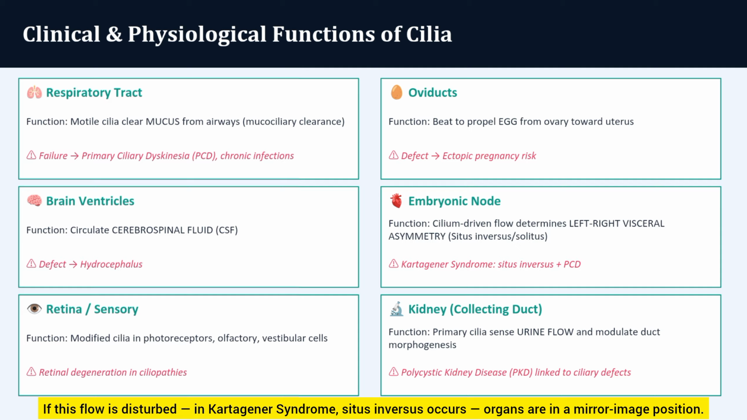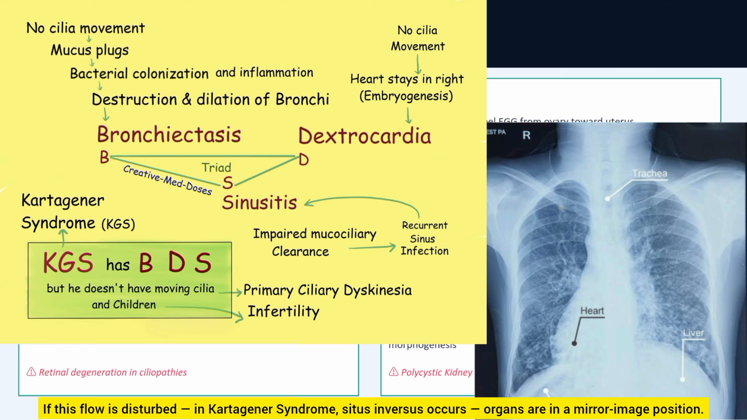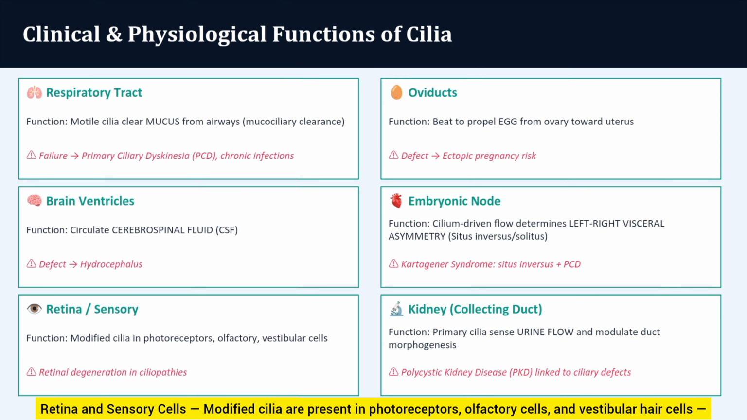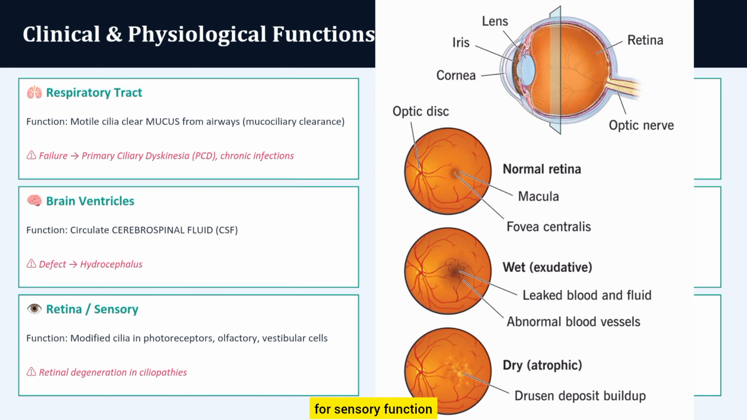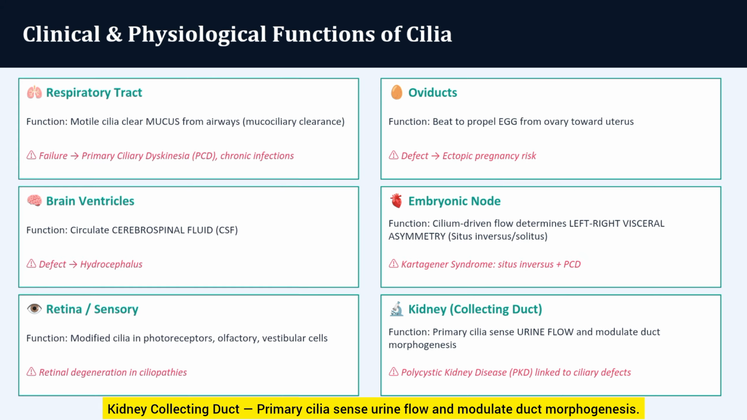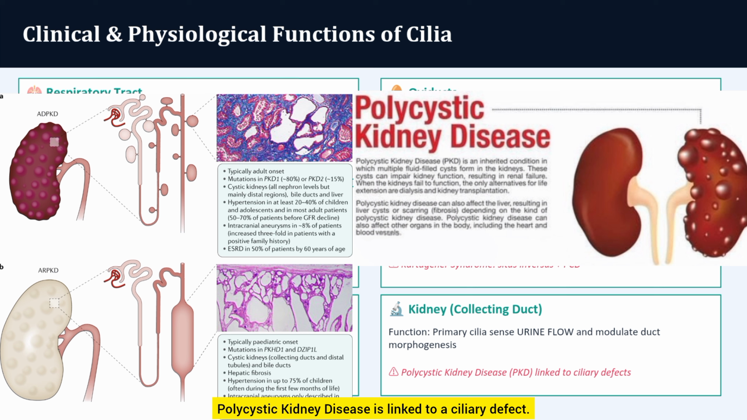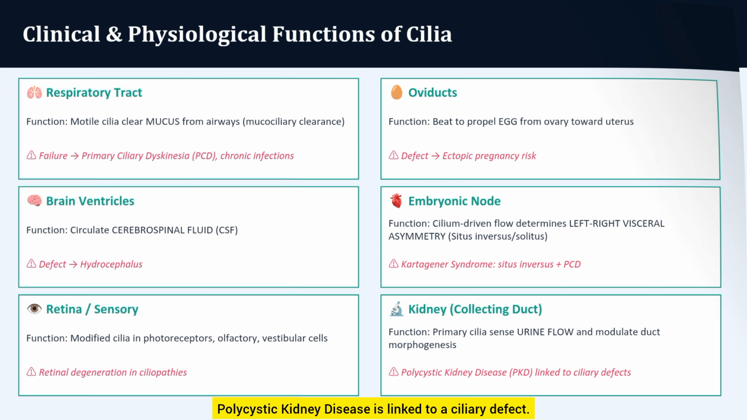If this flow is disturbed, in Kartagener syndrome, situs inversus occurs. Organs are in a mirror image position. Retina and sensory cells. Modified cilia are present in photoreceptors, olfactory cells, and vestibular hair cells, for sensory function. Kidney collecting duct. Primary cilia sense urine flow and modulate duct morphogenesis. Polycystic kidney disease is linked to a ciliary defect.